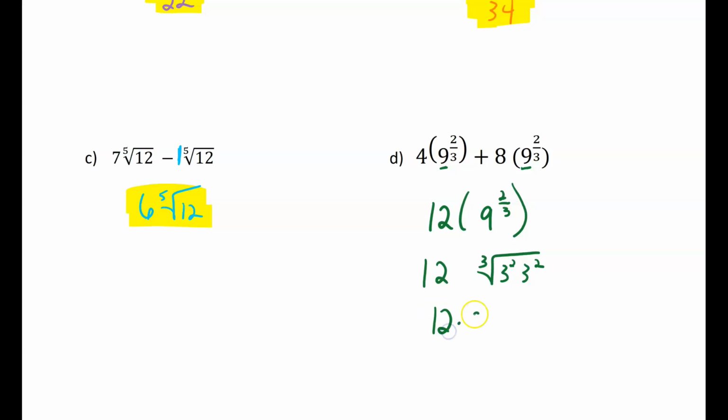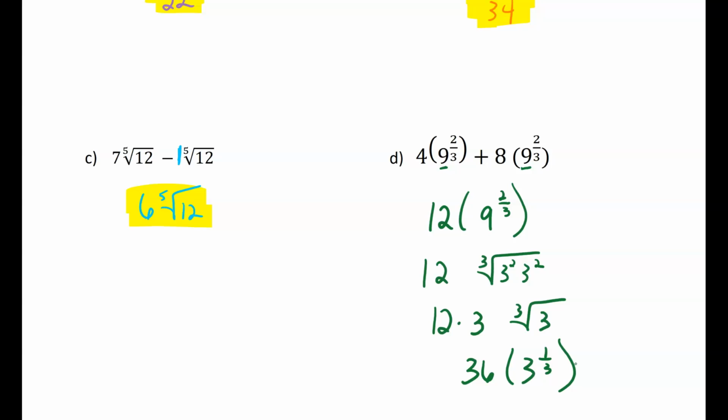So we get 12 times 3, and then we have the cube root of 3 left. 12 times 3, 36 times the cube root. Oh, wait, we started in what form? Radical. Exponent. So instead of having this, I want to change that 3 to the 1/3.